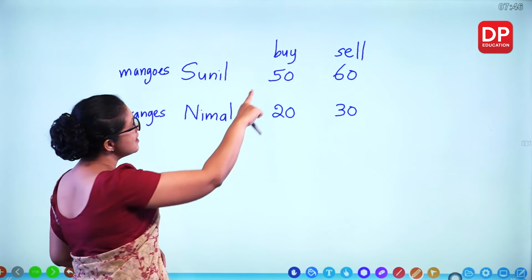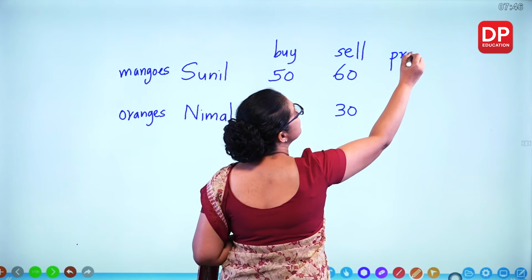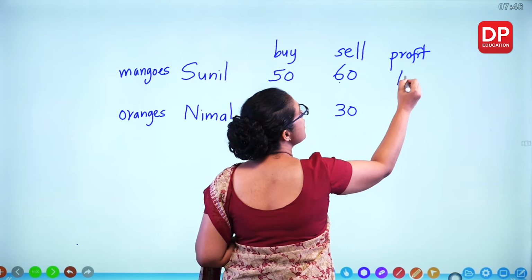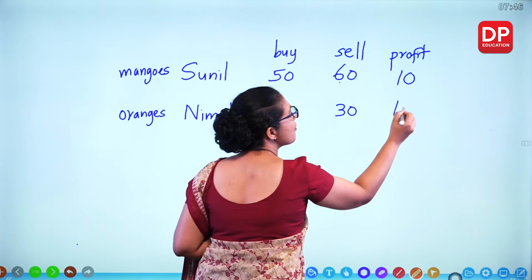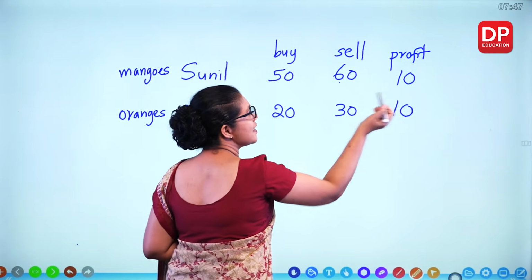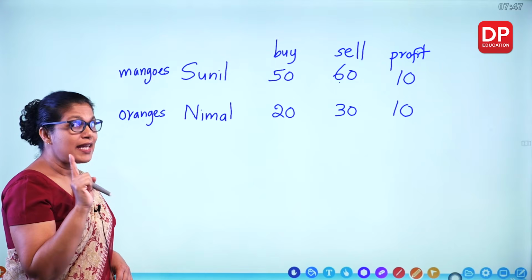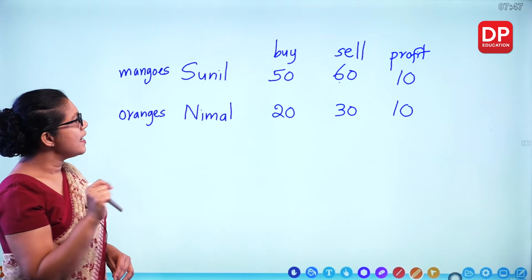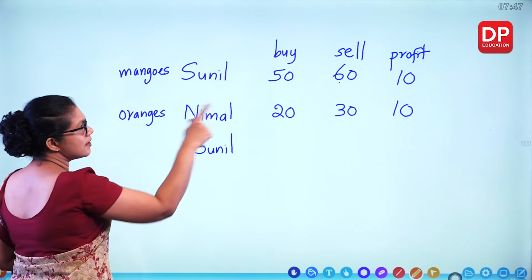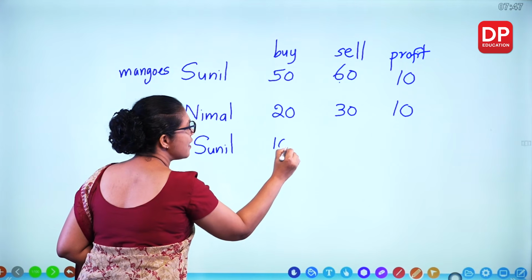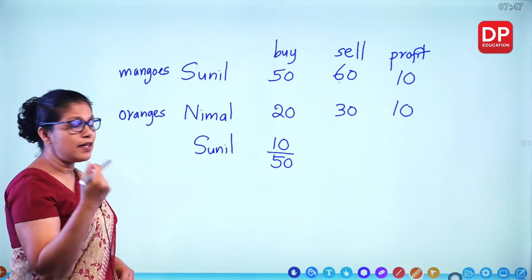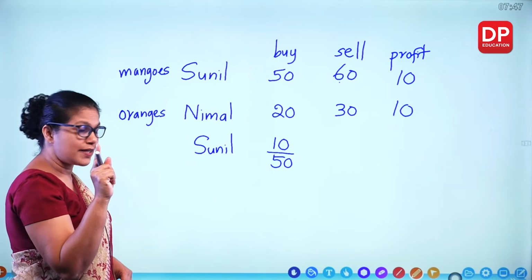So what's the profit here? Profit is 60 minus 50. Profit is 10 rupees here. Here also the profit is 10 rupees. How do we identify who gets the highest profit? We have to think about the buying price as well. So if we take a fraction, Sunil gets the profit for 50 rupees, because he spent 50 rupees to get 10 rupees.